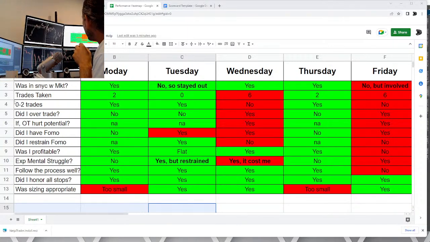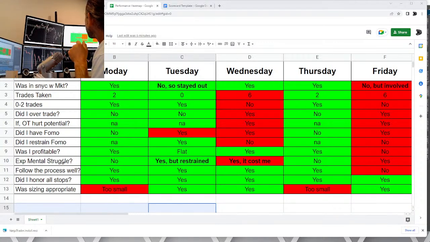Trades taken, 6. I want to be at 0 to 2 trades. So did I do that? No. Did I overtrade? Yes. If I overtraded, did it hurt my potential? It did. Now, Wednesday was still profitable, and it turned out to be a good day. But it hurt my potential. Did I have FOMO? I did. Did I restrain FOMO? No, I did not. I was in back and forth because I didn't want to miss the move. Was I profitable? I was.